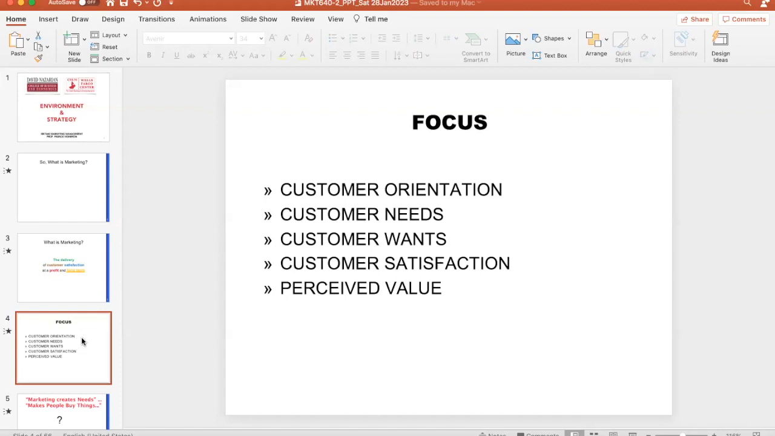So the value is measured at the time of purchase versus the satisfaction, which is measured post-purchase. So people confuse them. You could say value before you buy, value after you buy. Well, value after you buy is not called value after you buy, it's called satisfaction. Oh, okay. So value is before I buy and satisfaction is after I buy.